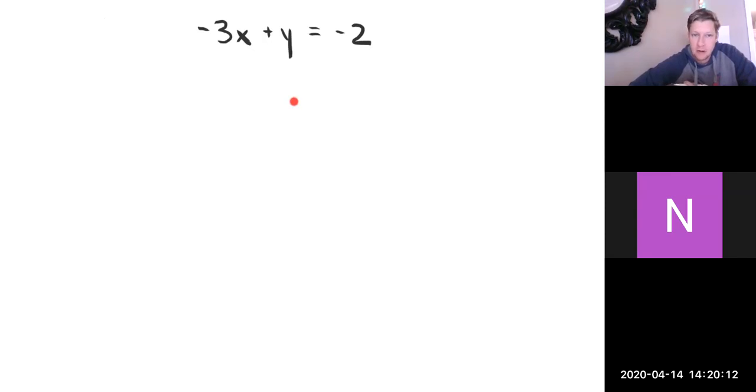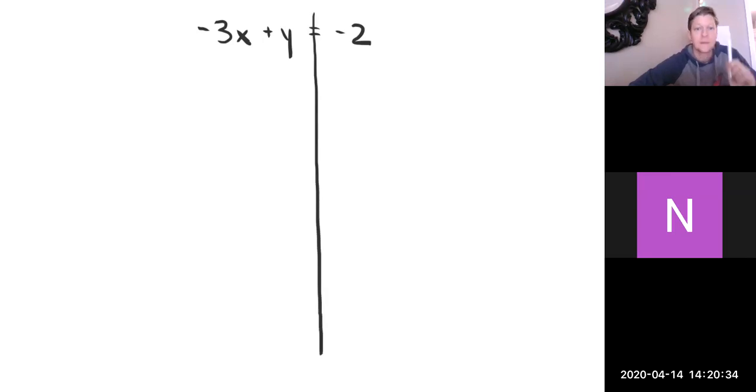What did we do on the last problem? Here's our y. If we want it to be by itself, we're going to get rid of this guy right here. You go to the negative 3x and turn it into a positive. Yes, we're going to do the opposite. We're going to add 3x to both sides. So go ahead and do that. Show me how you would show your work.